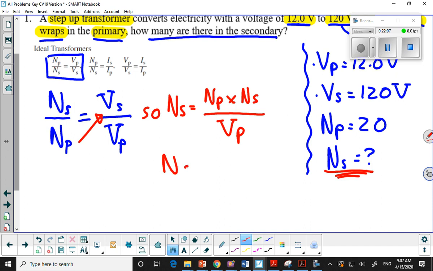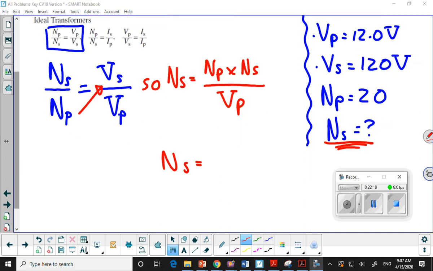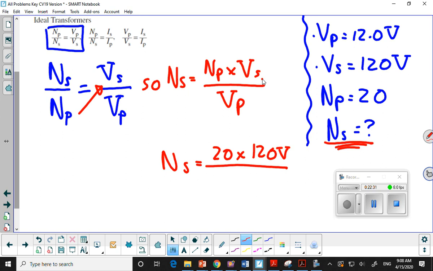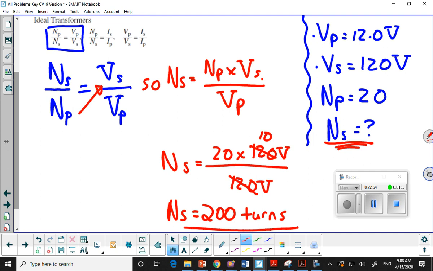So the number of wraps in the secondary is going to equal the number of wraps in the primary, which was 20, times my voltage in the secondary, which was 120, divided by my voltage in the primary. Now, if you're good at doing your little math tricks here, 12 will go into 12 once. That means it goes into this 10 times. Number of wraps is equal to 200 turns in the secondary. So 200 turns or 200 wraps.